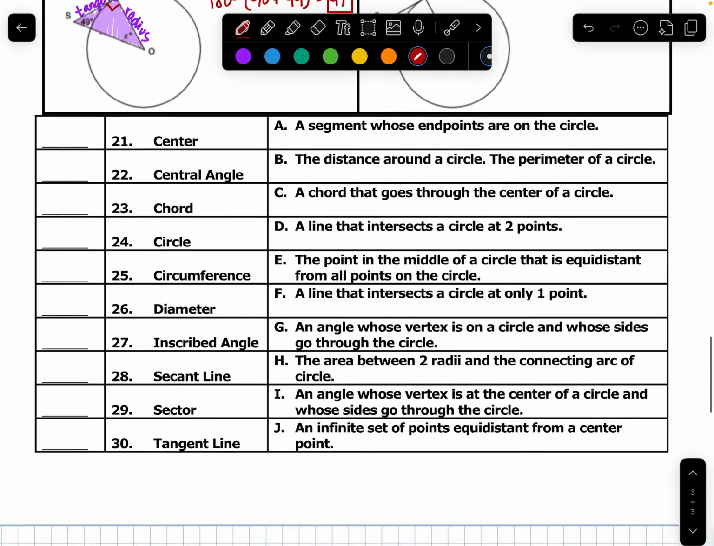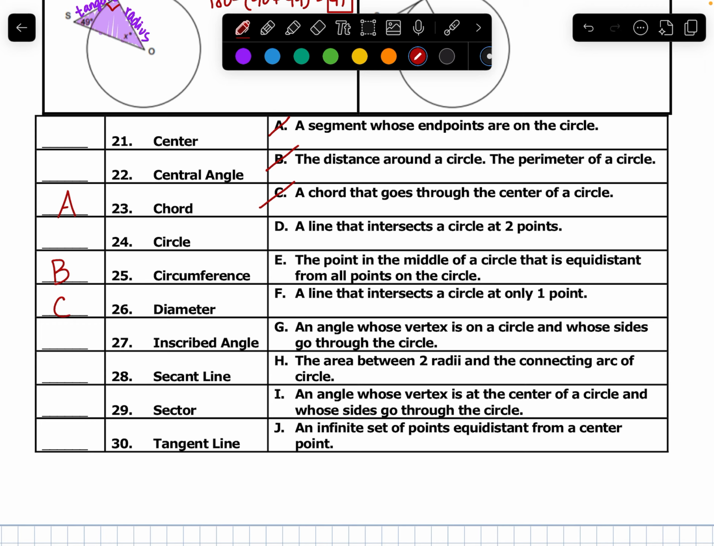All right, let's do the vocab. A, a segment whose endpoints are both on the circle. The key word here is segment, not line. It's not secant, it is chord. B, the distance around a circle or the perimeter of a circle. That is circumference. C, a chord that goes through the center of the circle. There's only one that does that. It's a diameter.